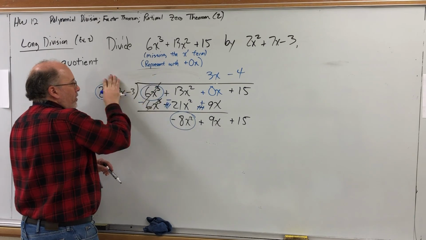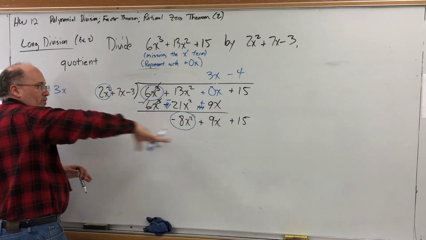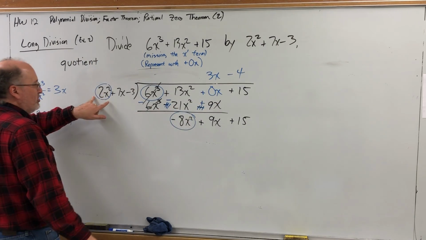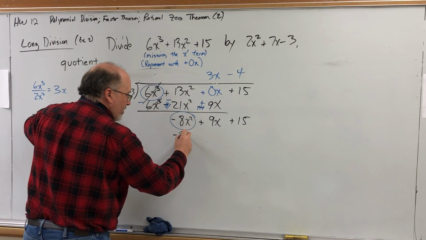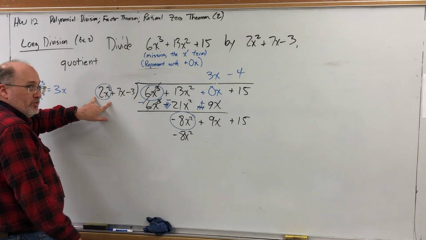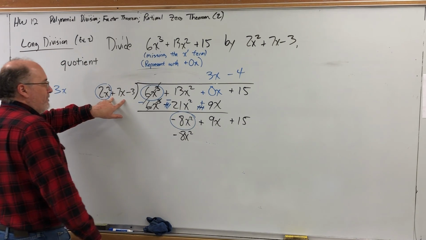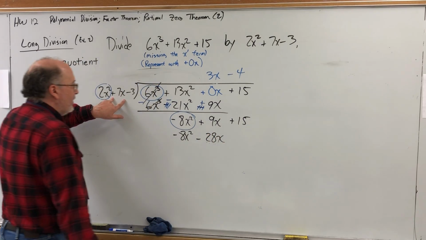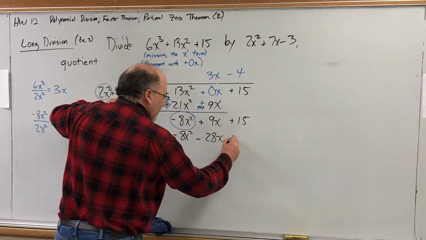But that negative 4 gets distributed all over here. So let's take it term by term. Negative 4 times 2x squared is negative 8x squared. Good, those were supposed to match. Negative 4 times positive 7x is negative 28x. And negative 4 times negative 3 is positive 12.